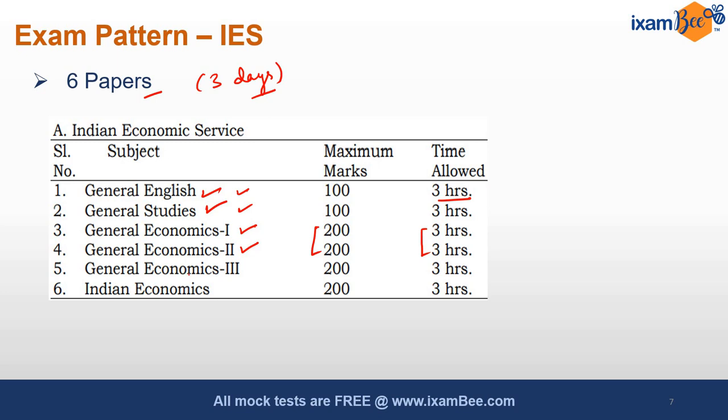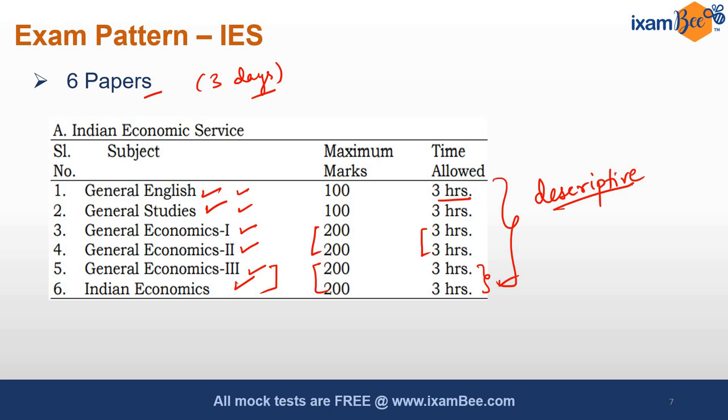And then on the third day you have to write the general economics 3rd paper, and paper 4 is on Indian economy. So these 2 papers happen on the 3rd day, that is the last day, and both of them are for 200 marks each, and again you are given 3 hours each to write the examination. All these 6 papers are descriptive type. There are no multiple choice questions in the IES examination.